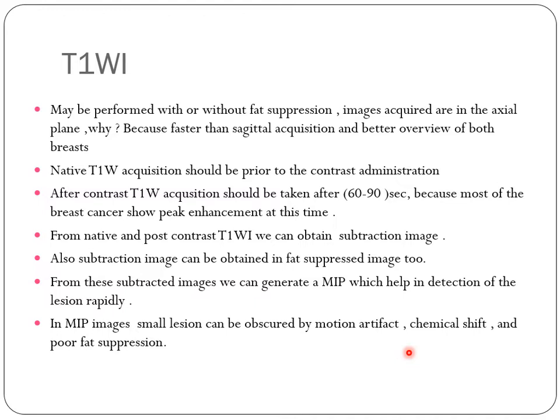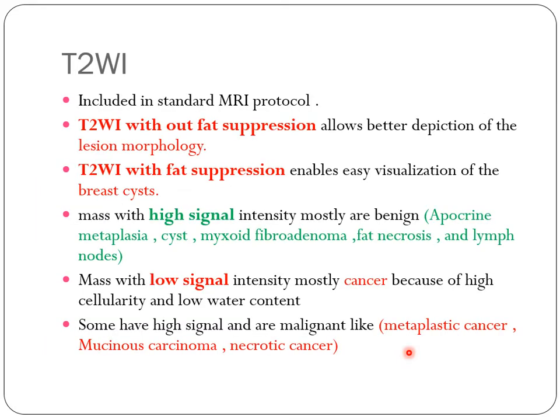And what's the disadvantage here? Motion artifact, chemical shift, and poor fat suppression may make you miss the small lesion even with the maximum intensity projection. So even with the maximum intensity projection, which is very sensitive for the detection of a very small lesion, you can also miss them, or they can be obscured by motion artifact, chemical shift, and poor fat suppression.